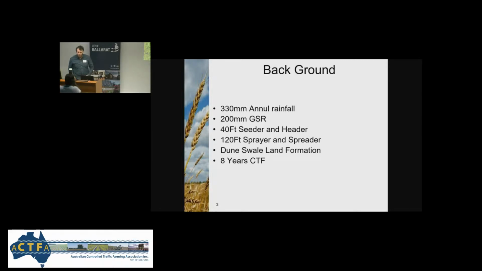Our land formation is quite variable. We have a dune swale land formation, so we have numerous soil types on our farm. So I guess some of what I'm going to demonstrate to you is how we've managed some of our soil types to extract the benefits out of CTF.